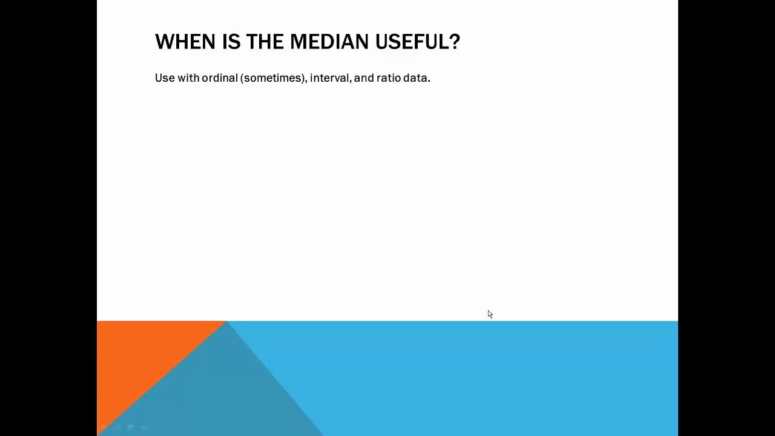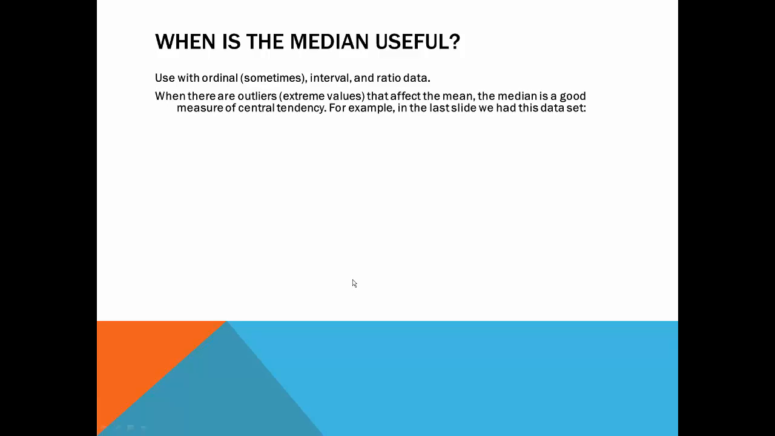Now, when is the median useful? You can use the median with sometimes ordinal data, interval data, and ratio data. So when there are outliers or extreme values that affect the mean, the median is a really good measure of central tendency. For example, in the last slide, we had this data set with this huge outlier over here. We had the median of 85. Because take out this outlier, it better represents the scores, right?